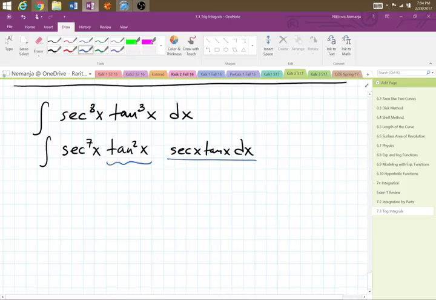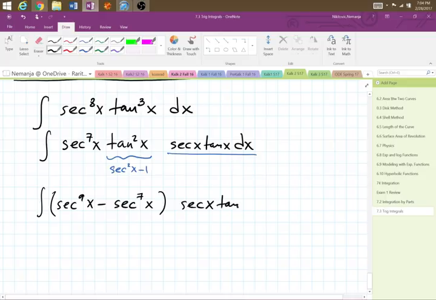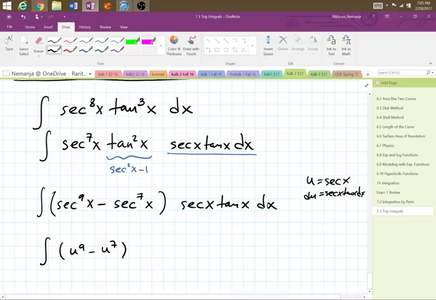And then do this, yes. Pythagorean identity to change these into secants. Tangent squared x is secant squared x minus 1. So that will be secant squared x minus 1. Now we distribute and then it's a walk in the park after that. So secant to the 9x minus secant 7x times secant x tangent x dx. And then we have our u equals secant x and then du is secant x tangent x dx. And that gives us integral u to the 9 minus u to the 7 du.